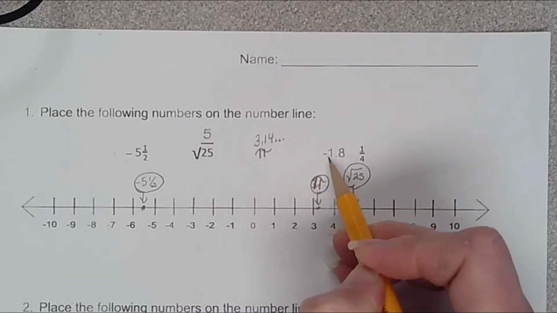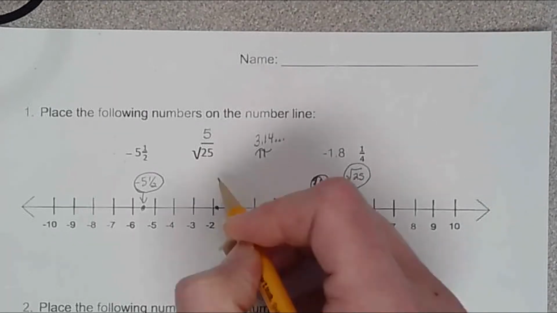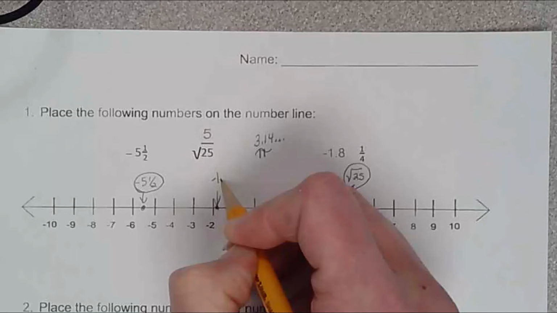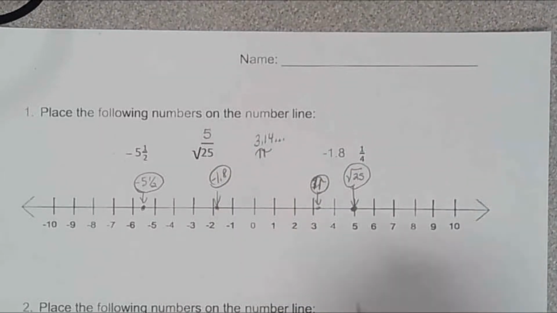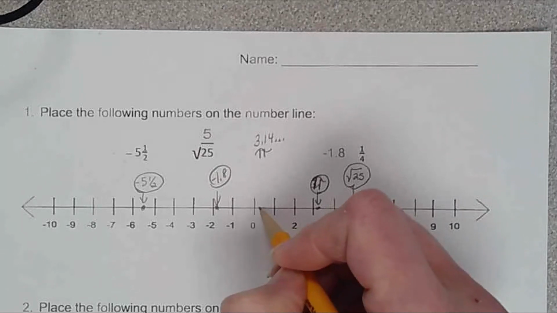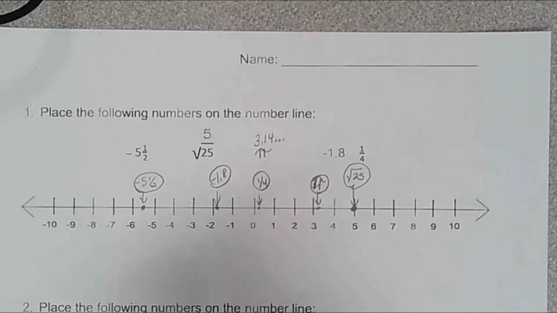We are going to do -1.8. So -1.8 would be right there. That one's finished as well. 1/4 would be about right there. That's the answer to the first ones.